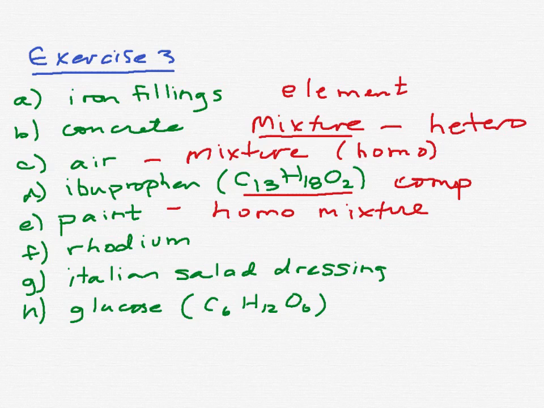Rhodium may not be familiar, but it's an element on the table. Rhodium is actually quite prevalent in white gold. It's part of the coating used to keep it from not corroding, but wearing down, I think. Italian salad dressing has lots of bits. It's a mixture, and because there are bits and it will settle, it's hetero.